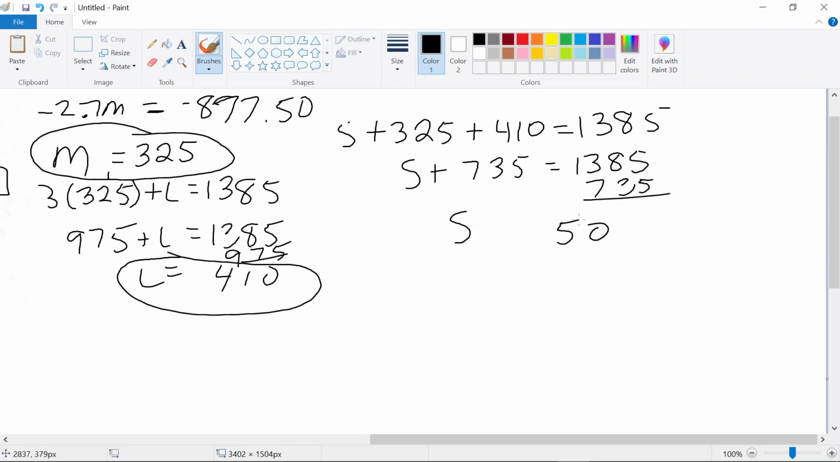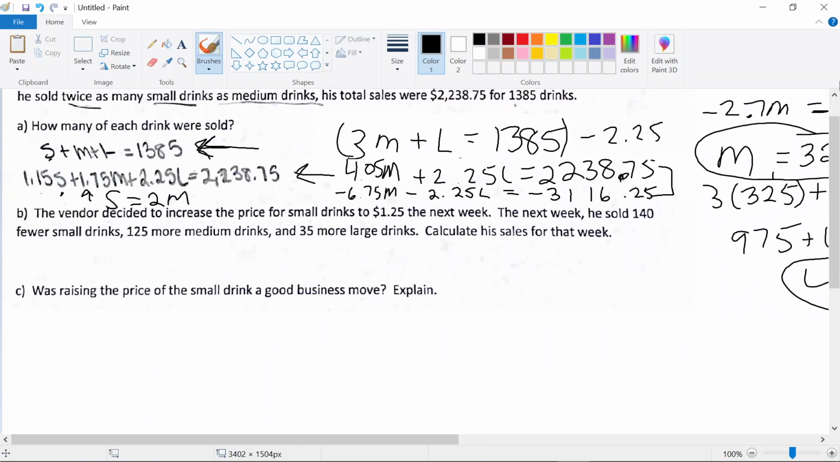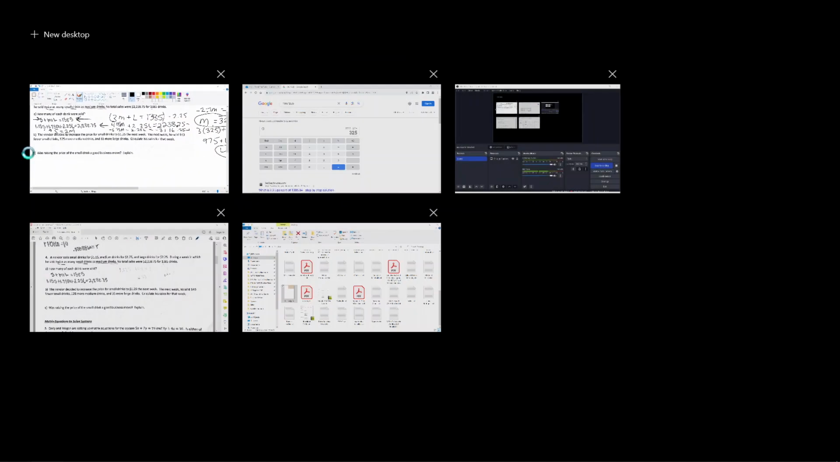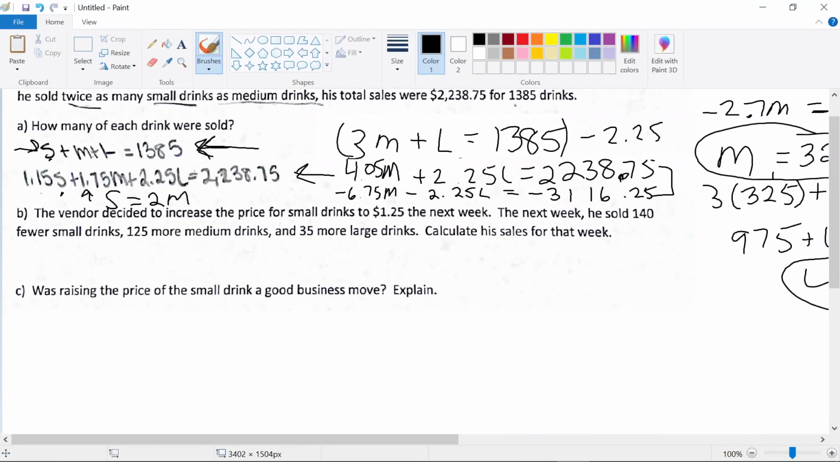650. So there are 650 small, 325 medium, 410 large. All right, so again, I had a number equation, a value equation, and I just made everything small. Value equation, I'll put the arrow on that side, and then an extra equation.